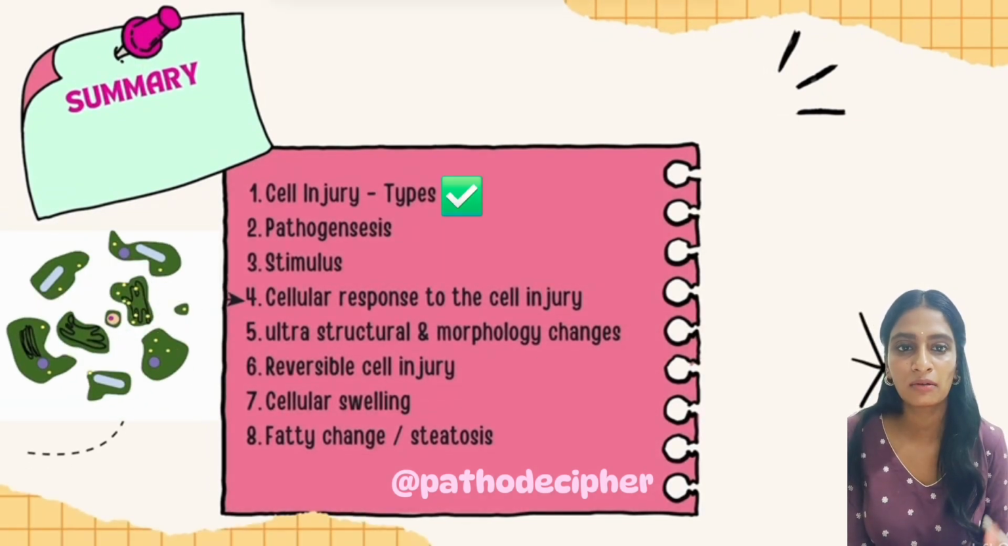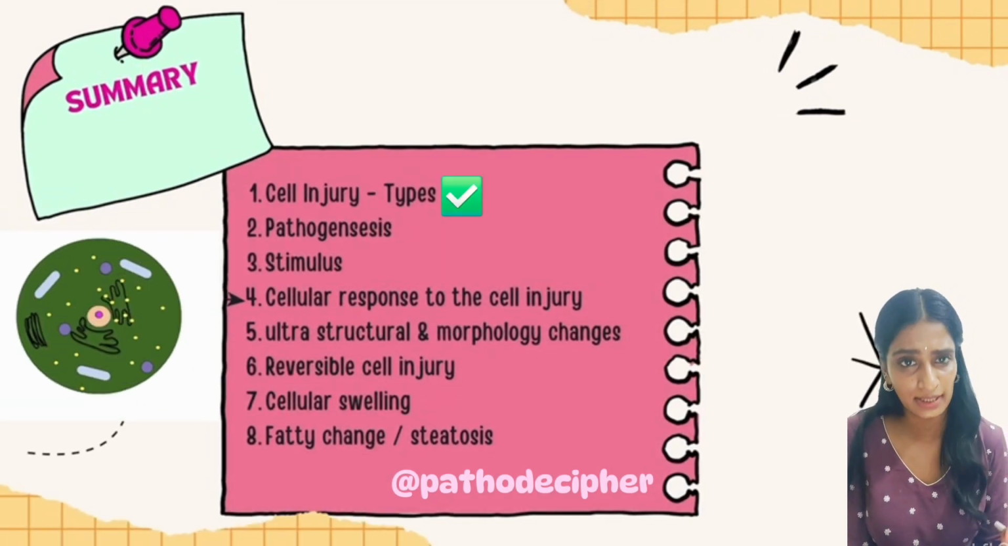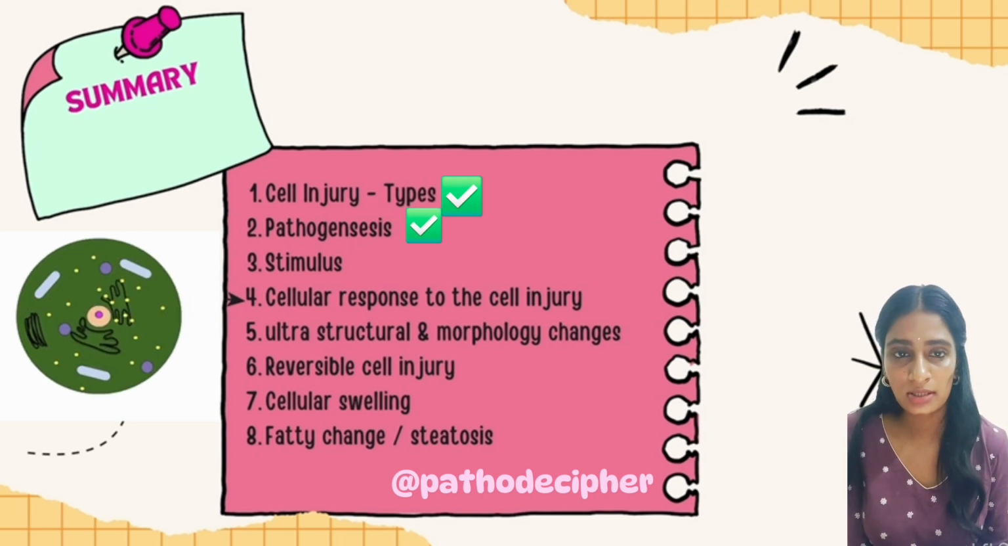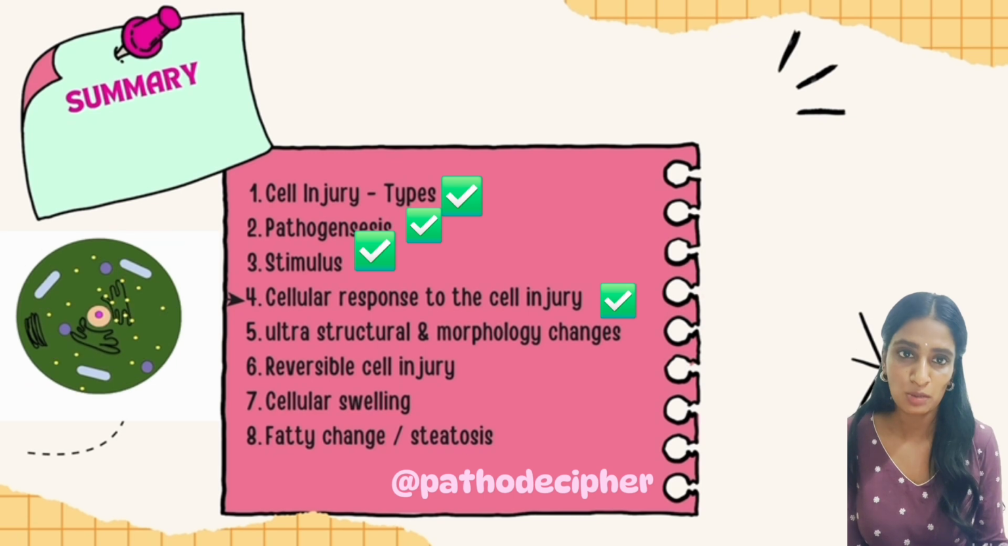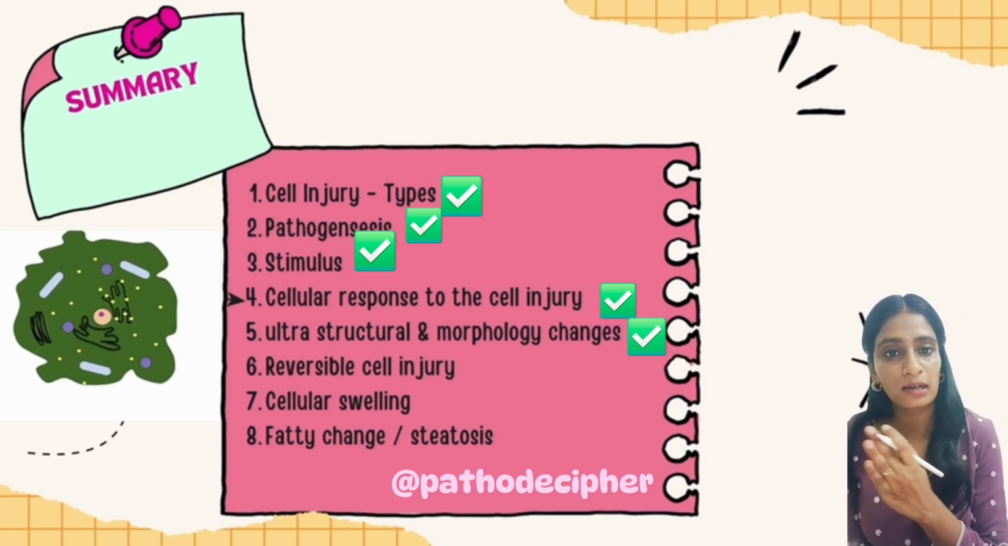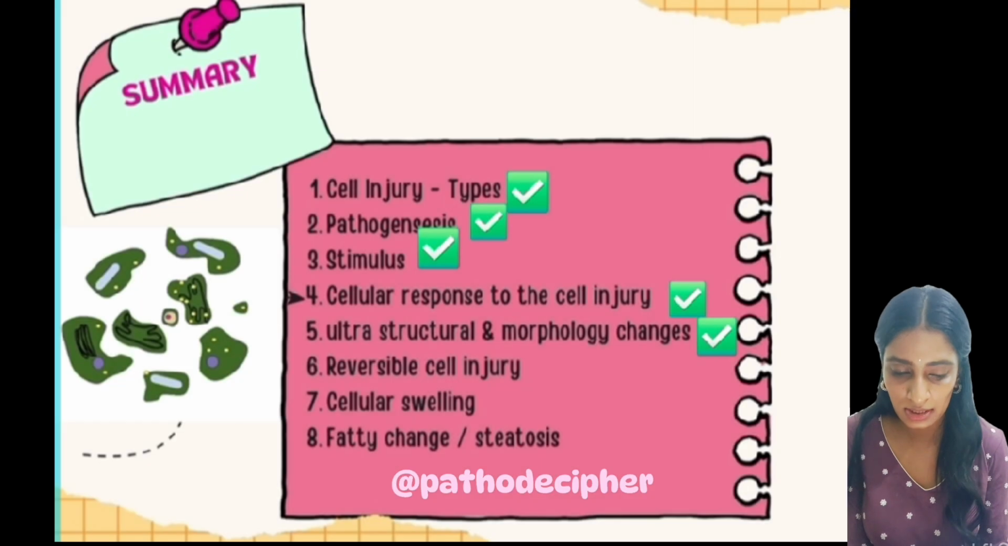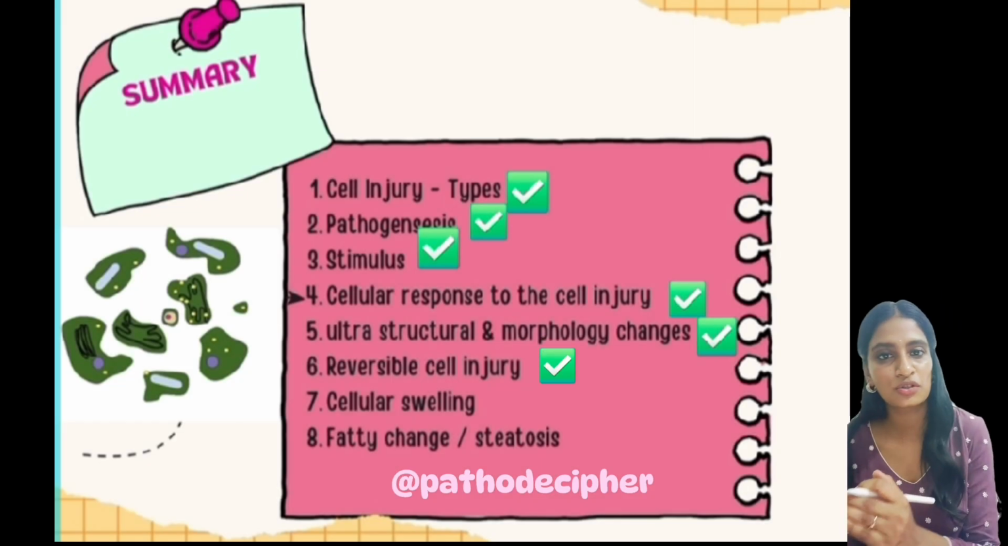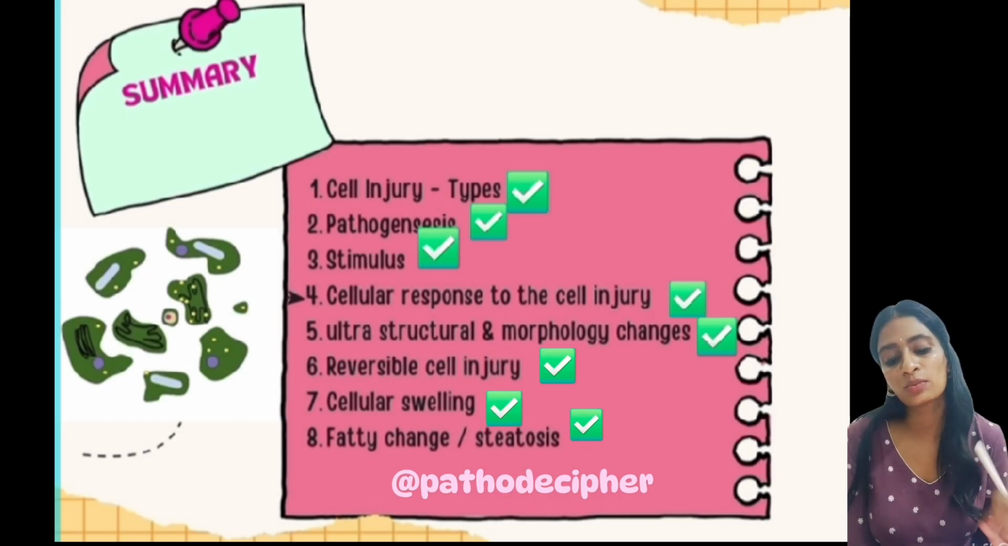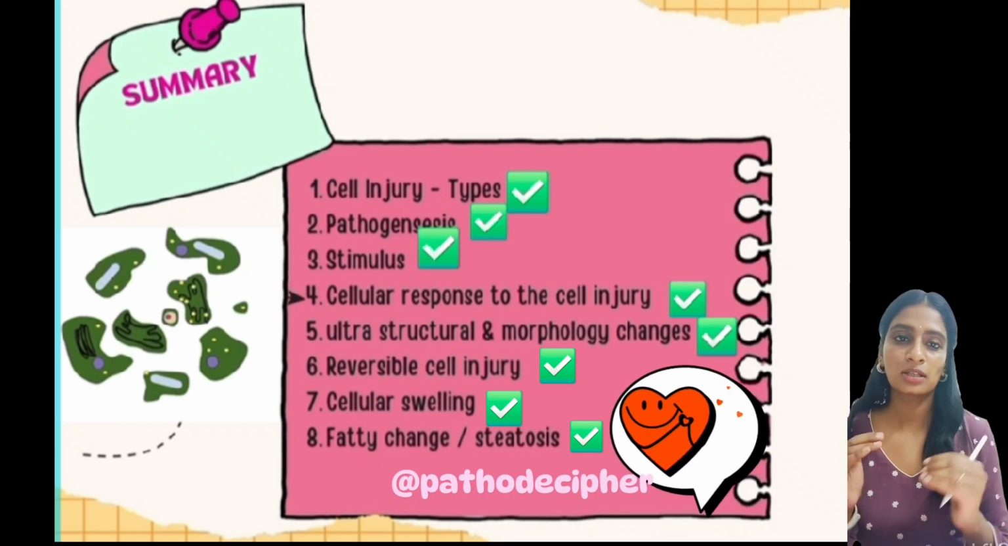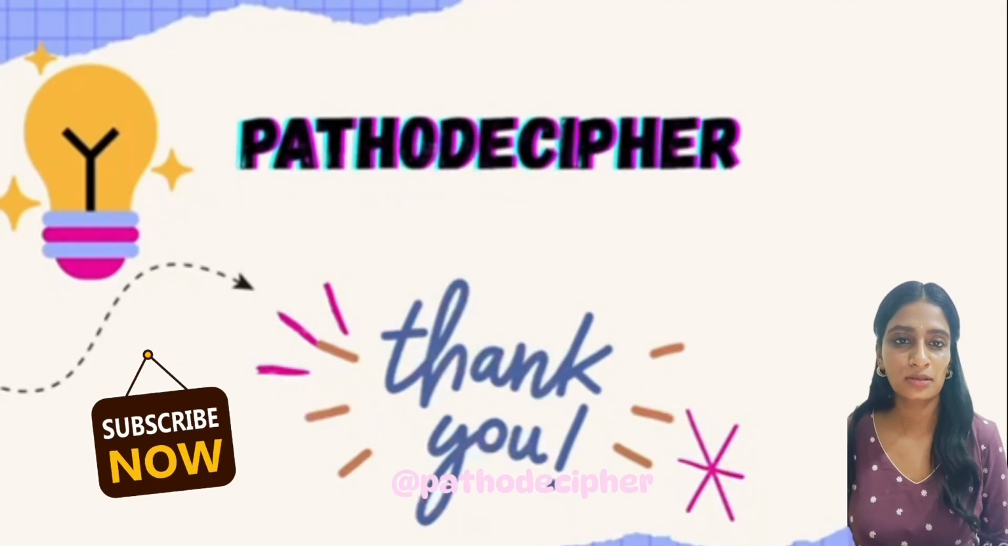So today we have covered cell injury, what the types are and what the pathogenesis is. You have to know what the stimulus is and the cell response flowchart. You have to know the causes of stimulus, and then the ultrastructural level. Then we discussed each thing, that is reversible cell injury. In that we saw cellular swelling and fatty change. These are the key points you have seen for today's topic.